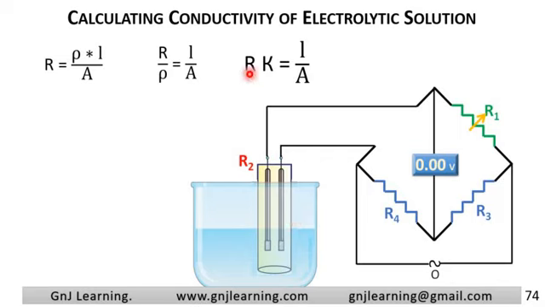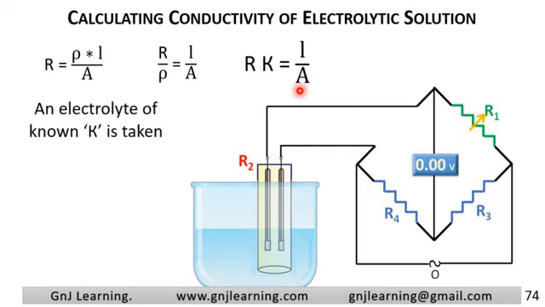What will be changing? Resistance and conductivity will be changing. L by A is a constant. So first, I will try to fix L by A. How can I do it? I will take an electrolyte with known kappa, known conductivity. The conductivity of an electrolyte can be determined by some other methods, which is not always easy to do.